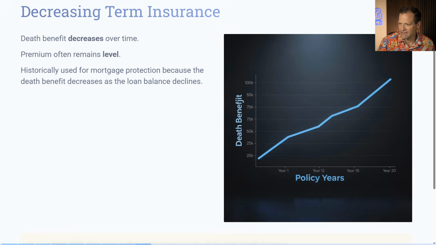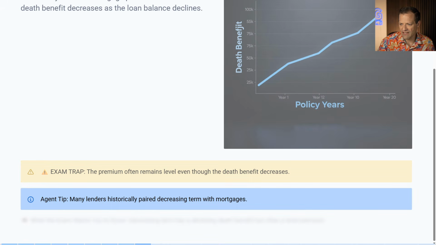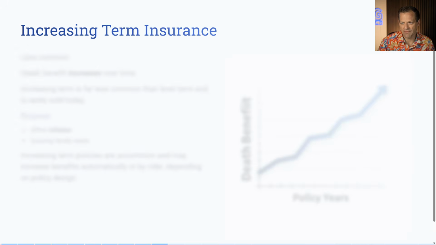And so as the death benefit, that chart's backwards. It should be upside down. Sorry about that. So the death benefit starts at 100. Imagine that line at 25 is at 100 and goes down over time. So remember, premium often remains level even though the death benefit decreases. And many lenders historically paired decreasing term with mortgages. Okay. So again, decreasing term has a declining death benefit, but a level premium.